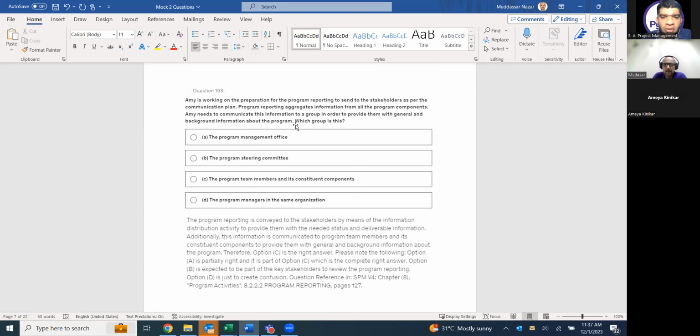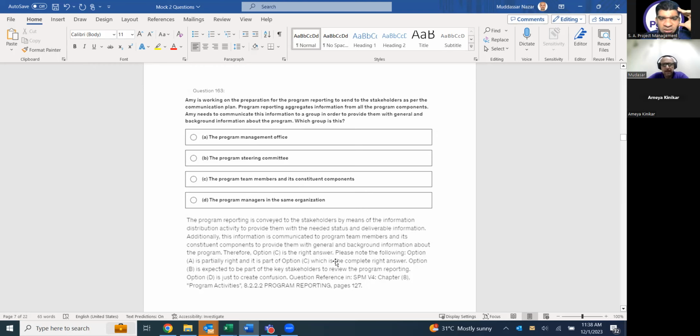Okay, this is the correct document that we have to work on. Here he is talking to you about a group in order to provide them with general and background information about the program, because your program is in the program definition phase. Now the new team members will come in the delivery phase. So you have to tell this group, which is a component, I think it should be C, program team members and its constituent components, because they are the people who are coming late. Yes. Steering committee already knows about the thing. Understood.